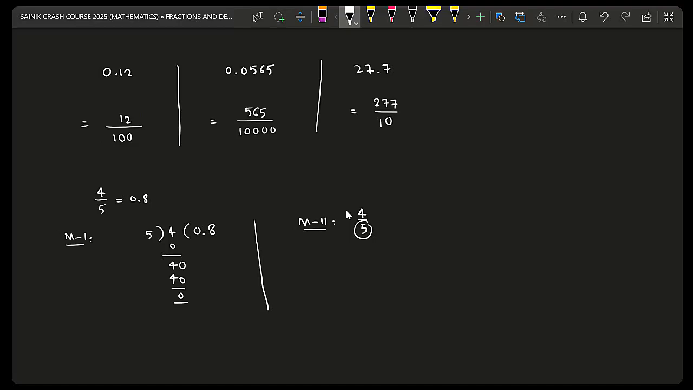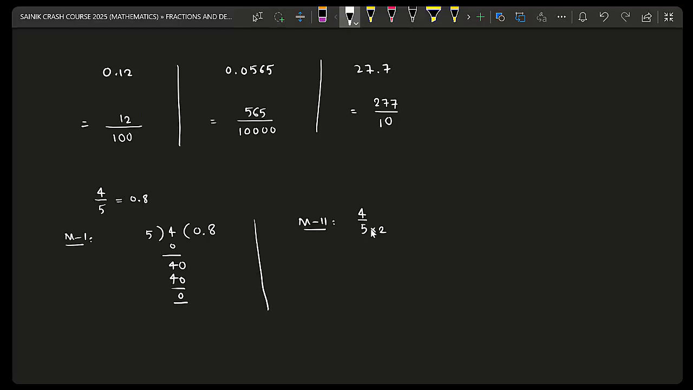What is the denominator here? Denominator is 5. Now you always think, can I convert this denominator into any 10 power? So what are the 10 powers we have? 10 power 1 is 10, 10 square 100, 10 cube 1000, 10 power 4 10,000, etc. Now you ask yourself, can I convert this 5 into its any 10 power form? Yes, we can do that. I can convert this 5 into 10 by multiplying by 2.